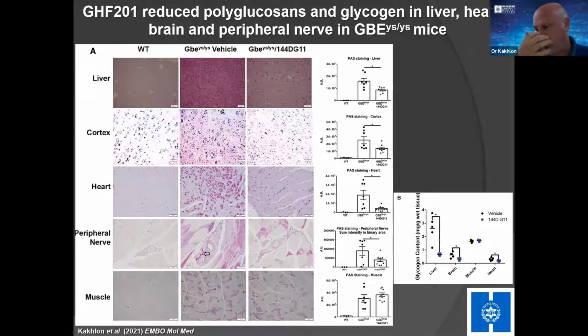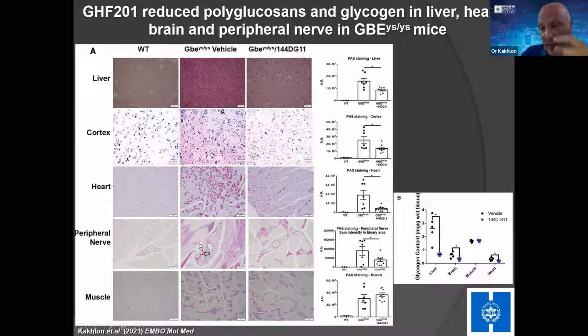However, we also had to demonstrate that this is not by chance, that it is also related to an effect on the polyglucosan in the different tissues. And as you can see here, in the liver, in the cortex, the heart, which is a very important organ because it uses a lot of glycogen relative to other organs, and the peripheral nerve, so not only the CNS, there was a considerable reduction, which we also quantified, in the amount of polyglucosans. We didn't see a significant effect in the muscle. This was also quantified here.